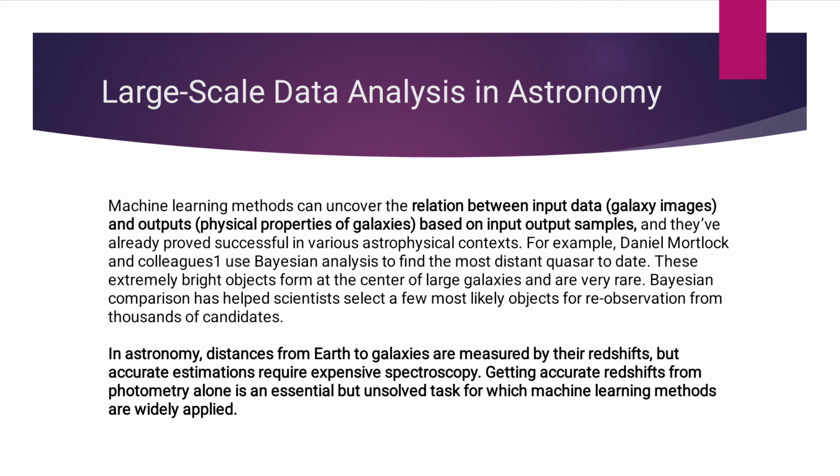For example, Daniel Mortlock and colleagues used Bayesian analysis to find the most distant quasar to date. These extremely bright objects form at the center of large galaxies and are very rare. Bayesian comparison has helped scientists select a few most likely objects for re-observation from thousands of candidates.